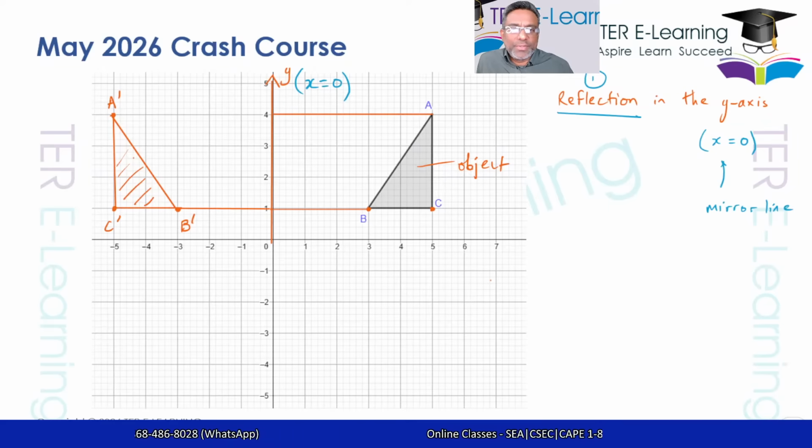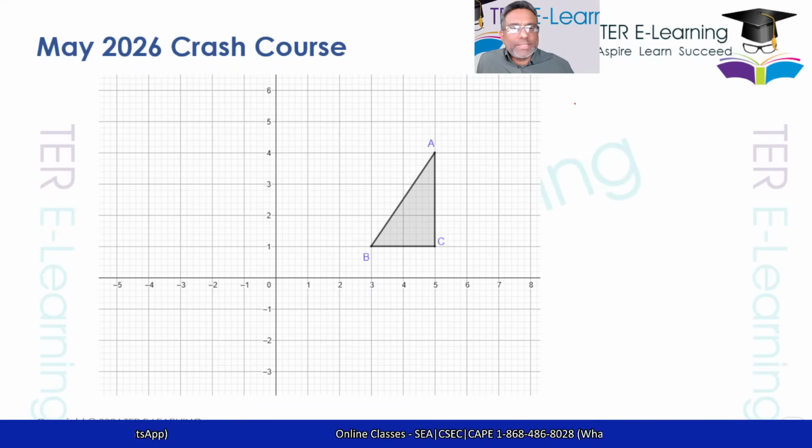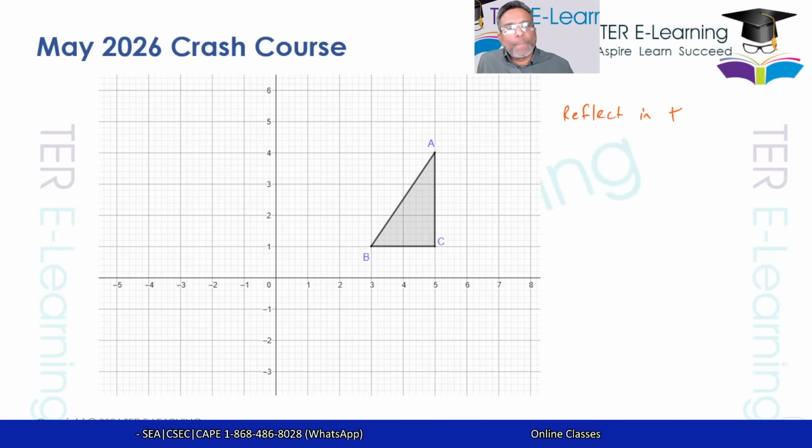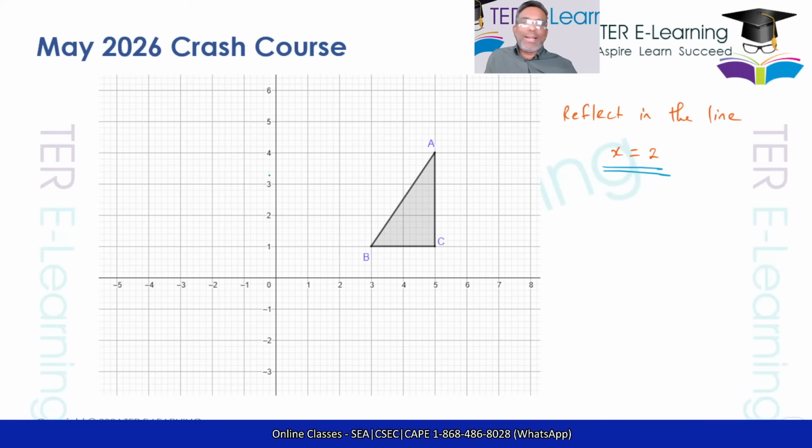Now, what if, let's say we had to reflect in the line x is equal to 2? That's a potential thing they can make us do in the exam. If I want to reflect this triangle in the line x is equal to 2, the first thing you're going to do, you need to draw the line x is equal to 2. Now, when you have to draw a line x is equal to something, it is a vertical line. X is equal to something is a vertical line.